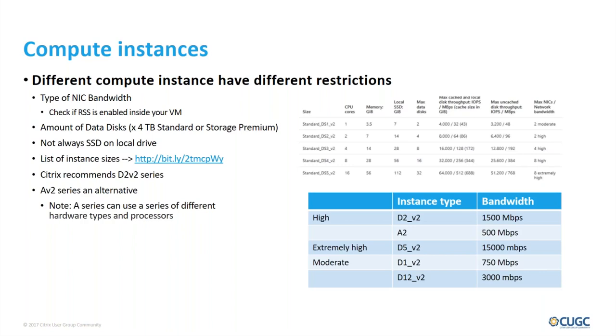So I just created this table which shows the difference between some different instance types and what they actually deliver in terms of bandwidth. This is based upon my own testing using iPerf in Azure.